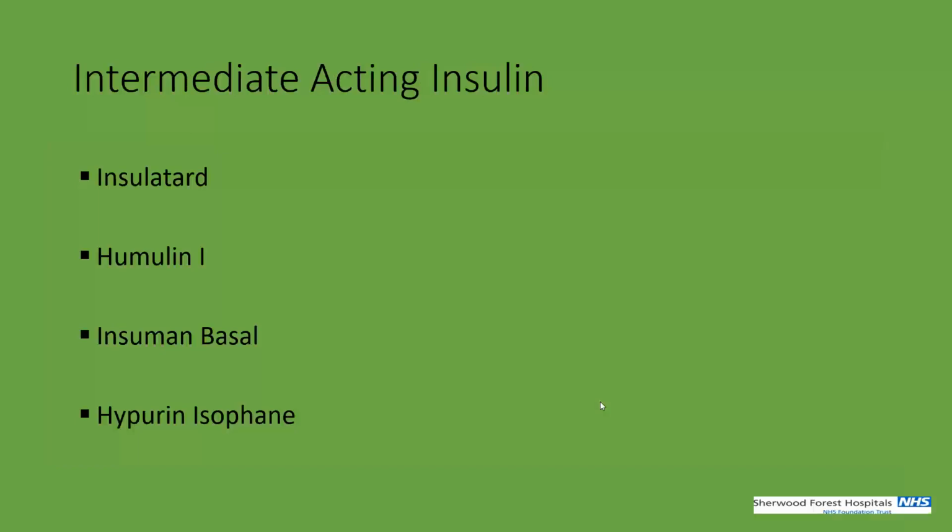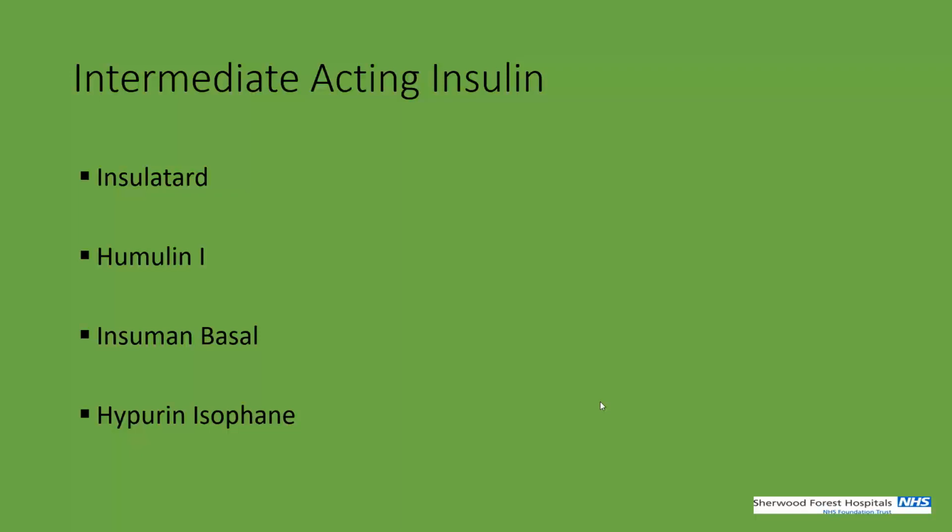And then intermediate acting insulins. You wouldn't see a lot of prescriptions of these medications. Insulatard, Humulin I, Insuman Basal, and Hipurin Isophane. We used to call these Isophane insulins. Insulatard, Humulin and Insuman are human insulins. Hipurin is porcine.